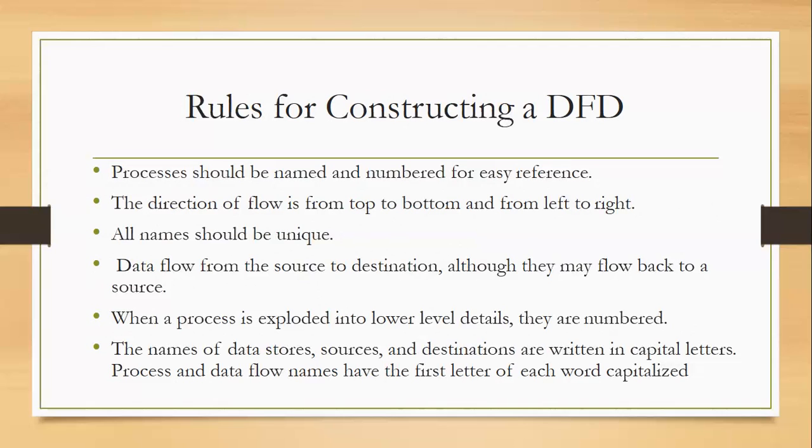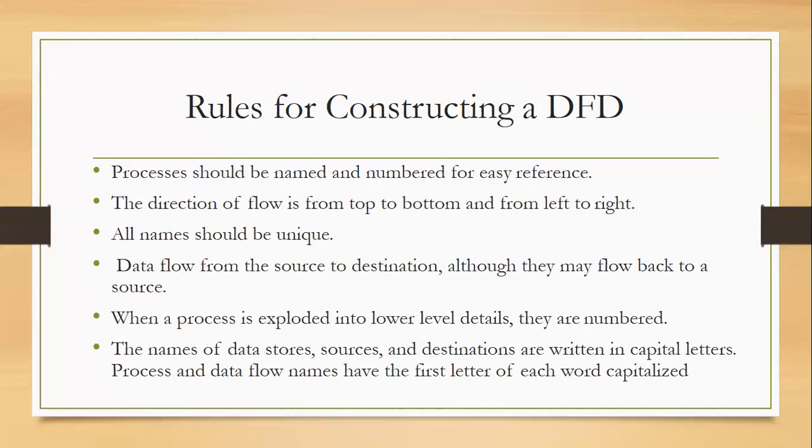The direction of flow is from top to bottom or left to right; vice versa is not applicable, because once the data flows, it flows from top to bottom or left to right. Next is data flow from source to destination. That means the data will flow in one way, not in two ways. It is not possible to transmit data from destination to the source.